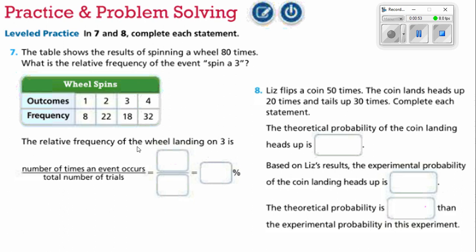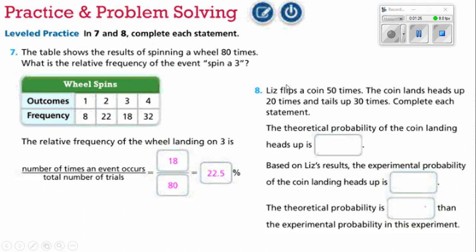So the relative frequency of the wheel landing on 3 is 18 out of 80. That's the number of times an event occurred, 18 times it landed on 3, out of the total number of trials, and that's 80. 18 divided by 80 is 22.5%. Remember, your calculator is going to say 0.225, but we have to move that decimal over twice to get the percent.